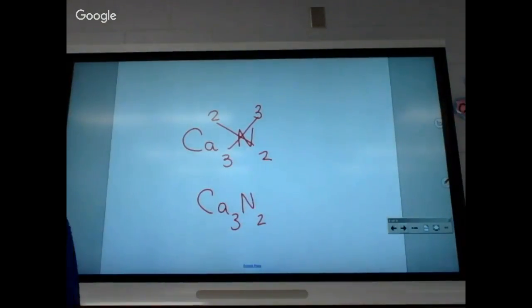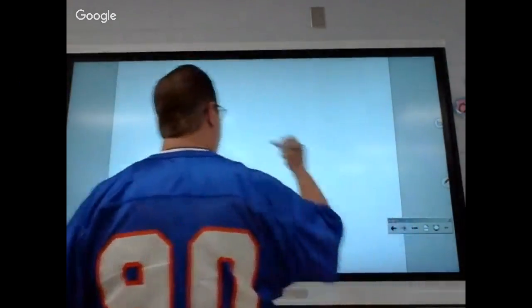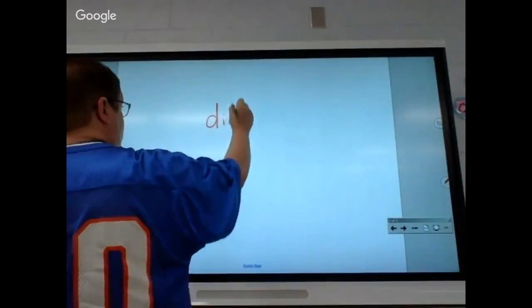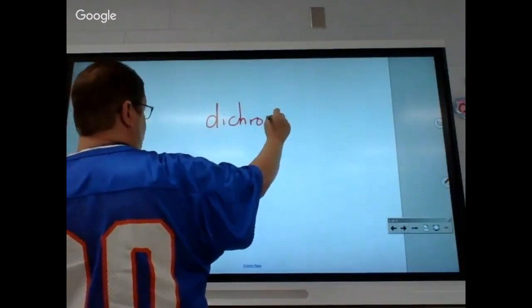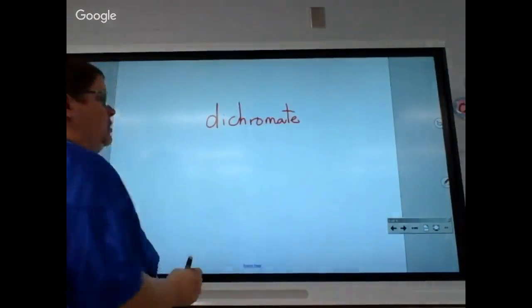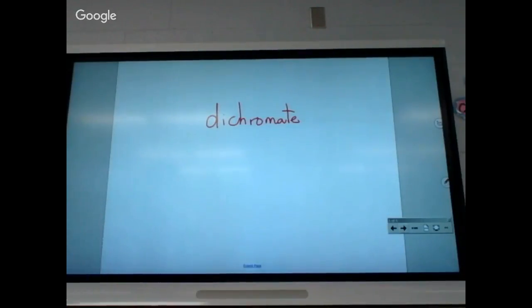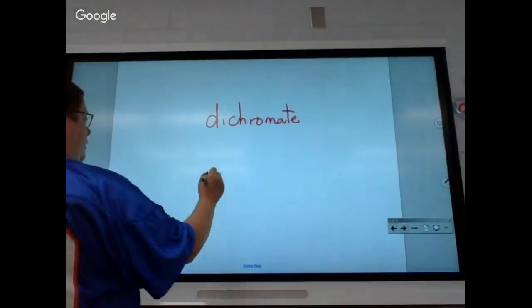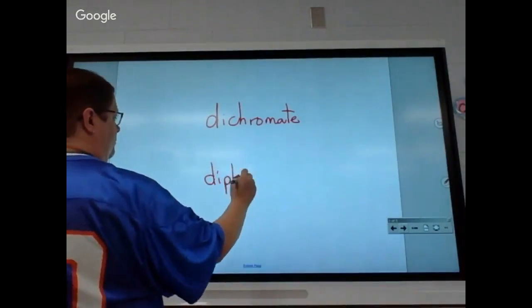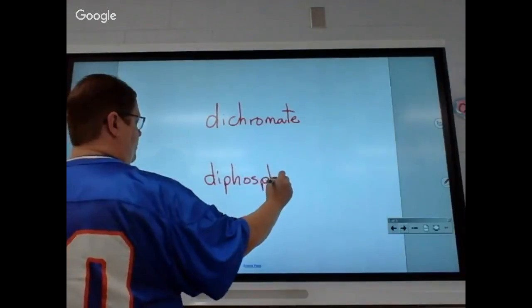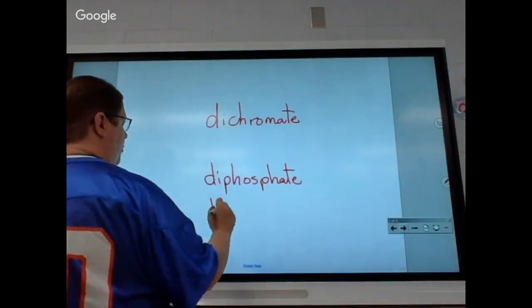If we don't know if something is old system or polyatomic, what do we do? Check the side first. I'd check the side. There's only 3 of them. The one that's most common is dichromate. You're going to see it often. The 2 that you will see very rarely, and probably not beyond this test, are diphosphate and hexachloroplatinate.